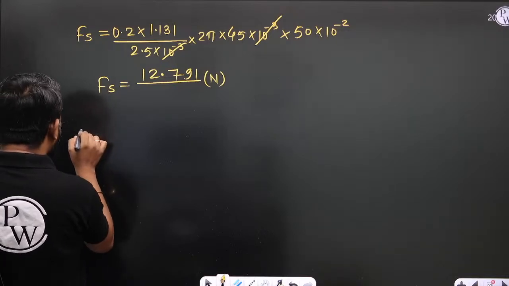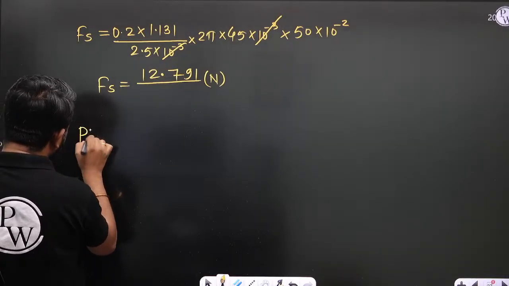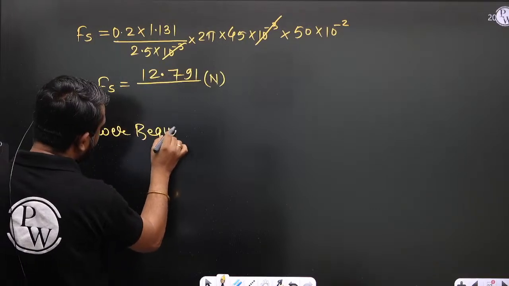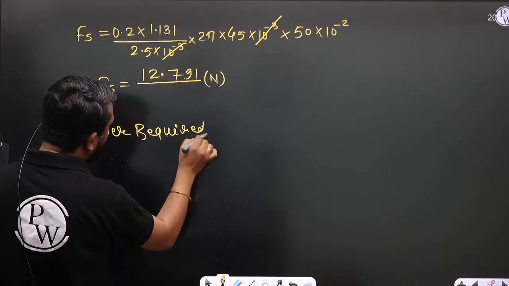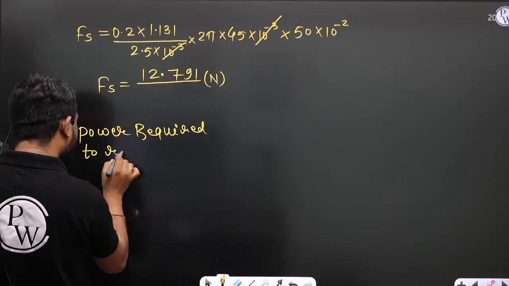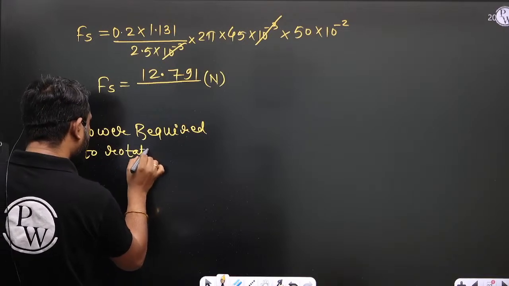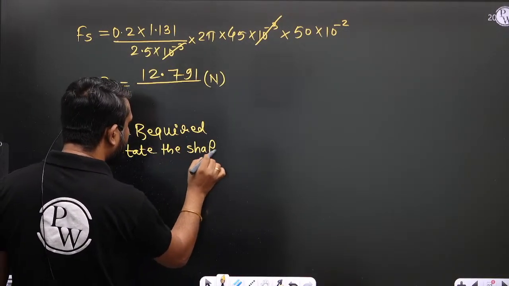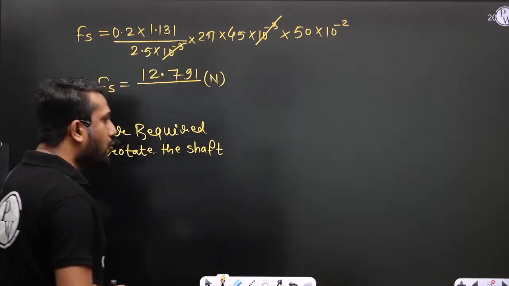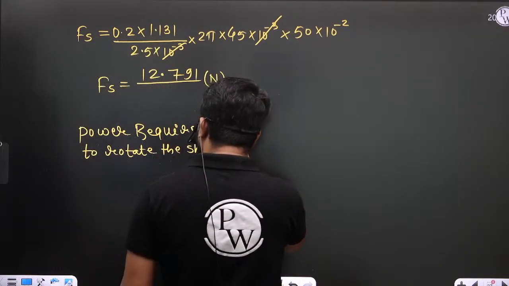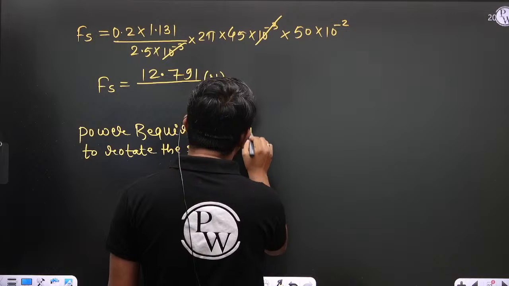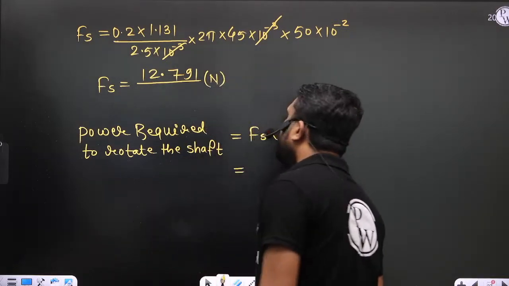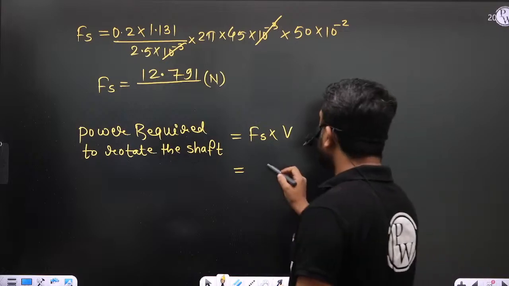Now we need power. Power required to rotate the shaft. This is also called frictional power, or power required to overcome the friction. So simply we can write shear force multiplied by velocity of the shaft.